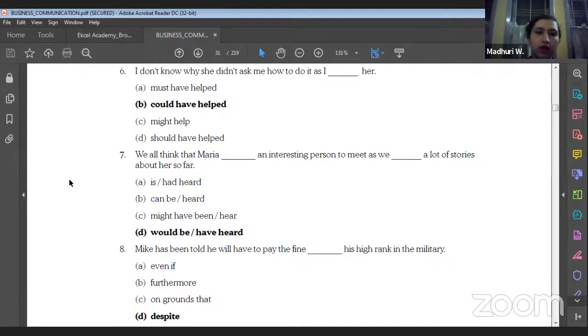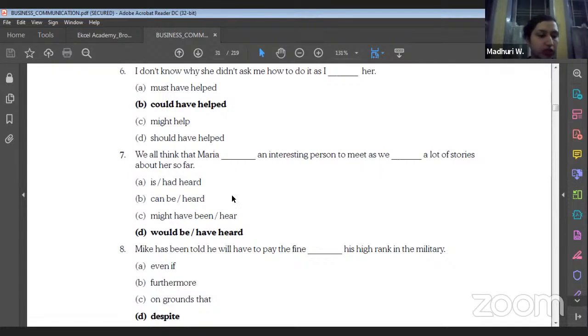The seventh one. We all think that Maria ___ an interesting person to meet as we ___ a lot of stories about her so far. Is, had heard, can be heard, might have been here or would be, have heard. What do you think is correct? Yeah, you could type in your answer. We all think that Maria.